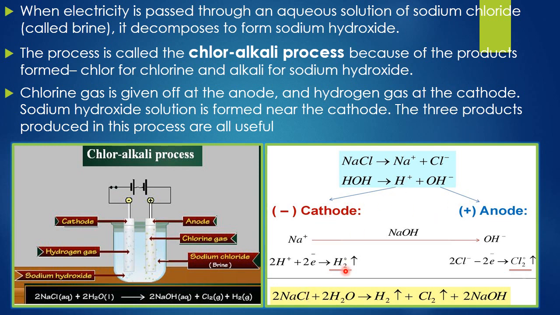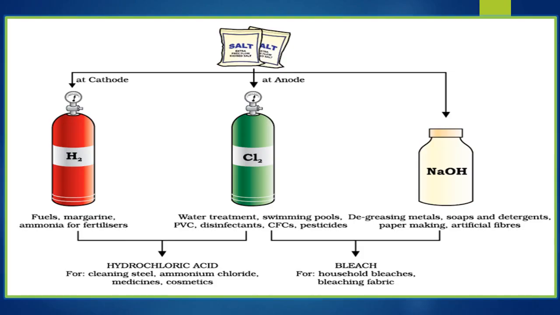Hydrogen gets discharged and forms hydrogen gas, and at anode, it is chloride ion that gets discharged and forms chlorine gas. While in the solution, sodium ion and OH ion remain and they form sodium hydroxide. So at cathode, we get hydrogen gas, at anode we get chlorine gas, and in the solution we get NaOH. So that means when the electrolysis of sodium chloride is carried out, we get three useful substances, and all three are very important. Now here you can see all the three substances that we get from NaCl. This is hydrogen, this is chlorine, and this is NaOH. And here you can go through it. All the uses of all these three substances that are obtained are given.